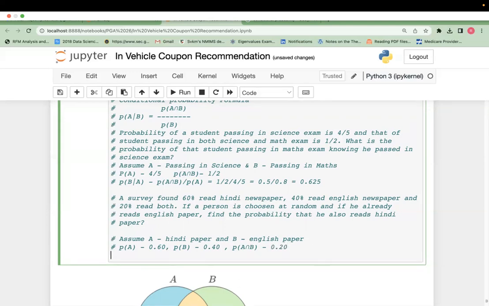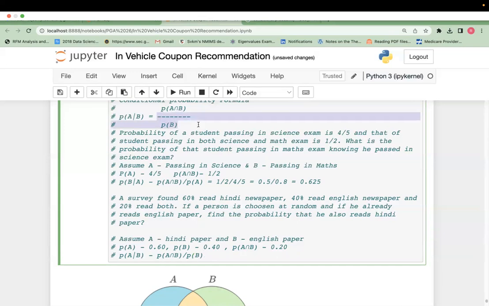So what have we been asked to find? The probability of A given B. We have to find the probability that he also reads the Hindi paper, given that he already reads the English paper. So what is the formula? Probability of A intersection B divided by probability of B. Sorry, A given B, right?